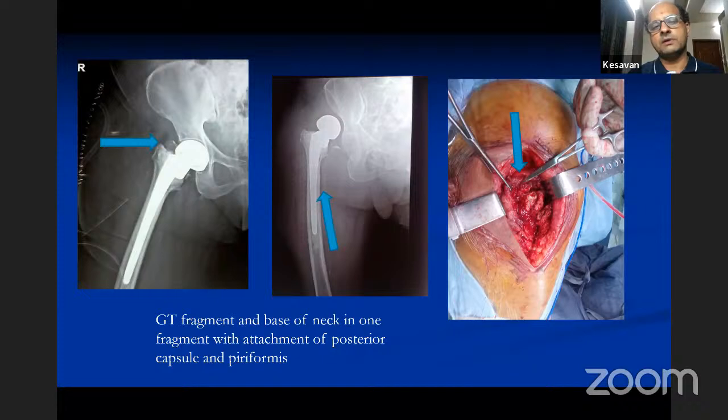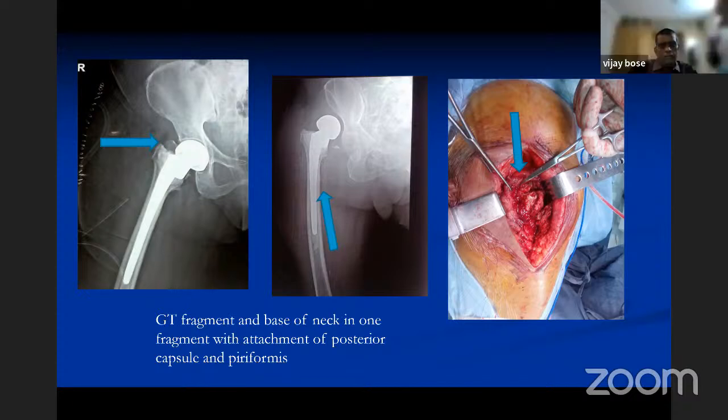So it will be the best option to do a full revision with the reattachment of the trochanter with the dual mobility. I will look at the version of the component. If it is acceptable, I will do a GT reconstruction. But if it's not acceptable, straight away I will revise it to a dual mobility.